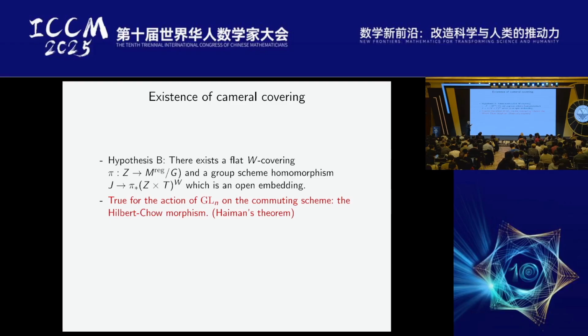So here maybe I can give a hint, right? I cannot give another proof, but this is a way to generalize it. This theorem of Haiman has a generalization in this context of conjecture B for this group action. So I think that is all I have to say today. Thank you.